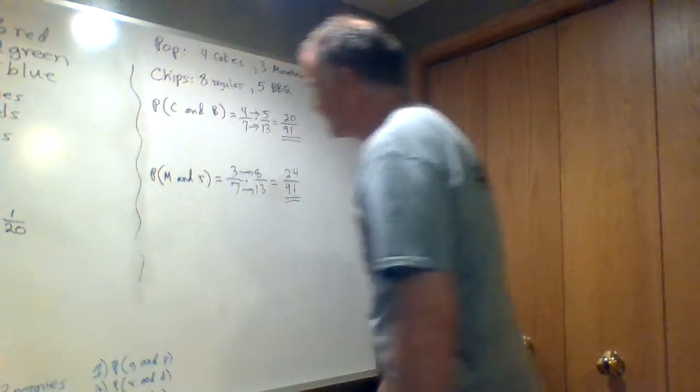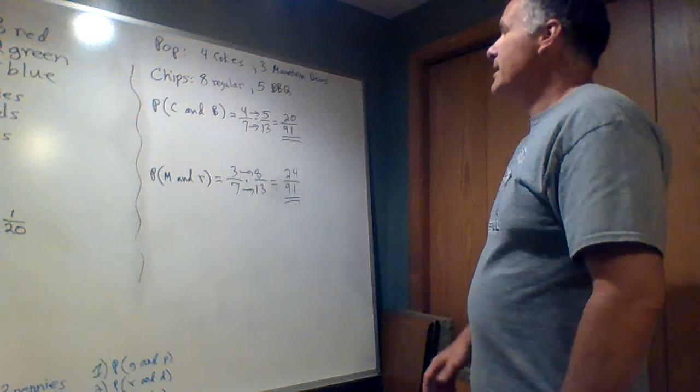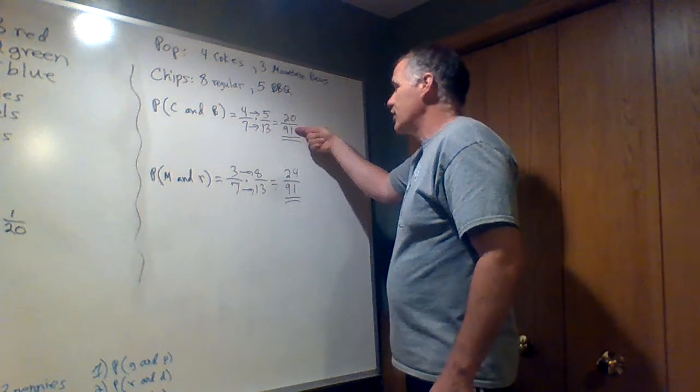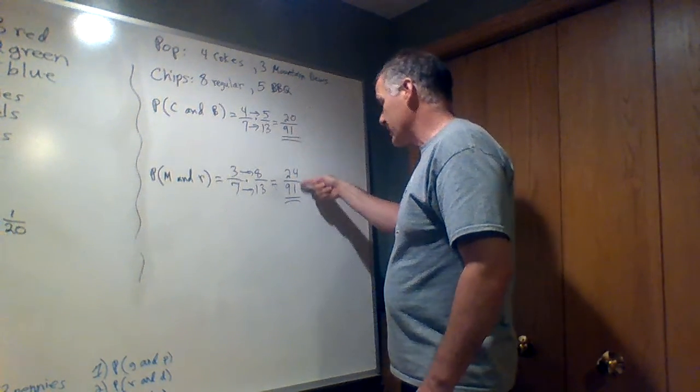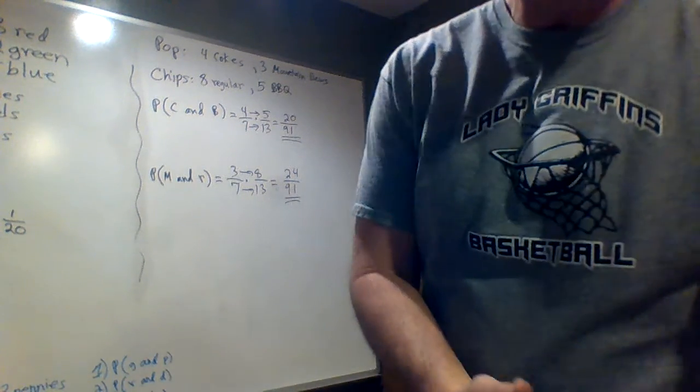Okay, so actually that second one was pretty easy. I should have picked some harder numbers, but that's okay. So again, if this 91 could have reduced with 20 or 24, I would have needed to reduce, but 91 is a prime number, so it was done.